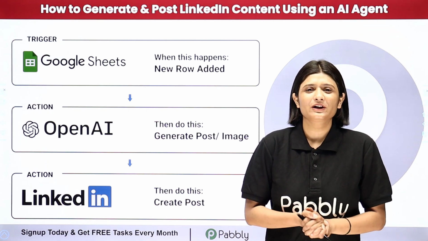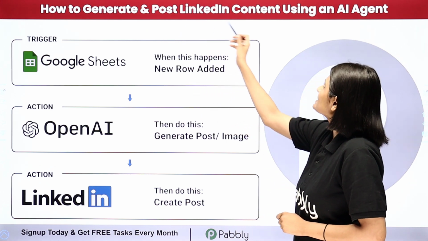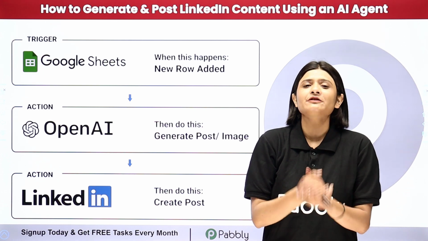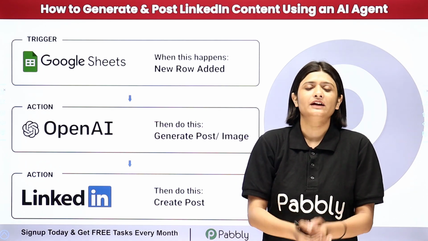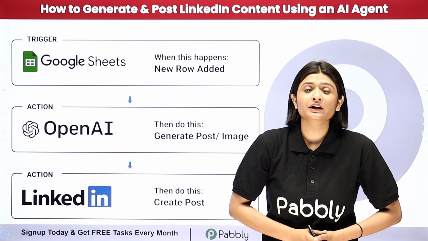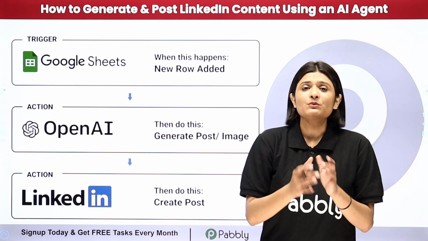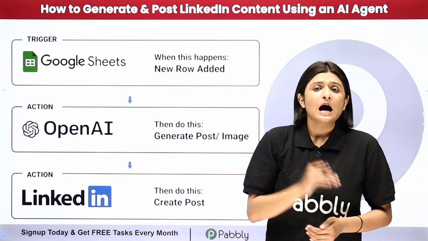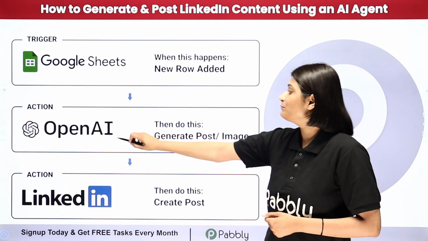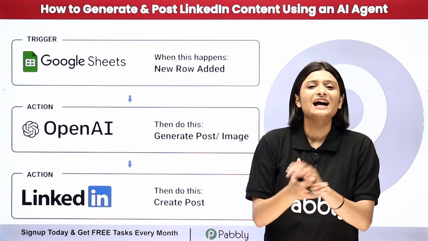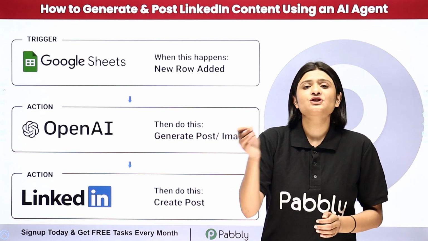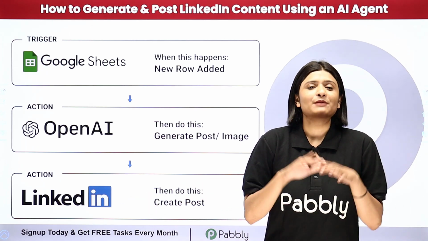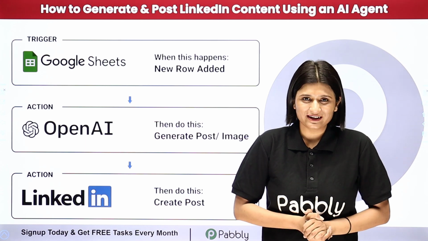In this video, we are going to learn how to generate and post LinkedIn content using an AI agent. So let's suppose I'm running a consulting firm and I want to increase my online presence, and for that I regularly want to post on LinkedIn. Now I want that whenever I add a new idea of my content in my Google Sheets spreadsheet, a post should be automatically generated with the help of OpenAI. Here I'm going to use my AI agent as OpenAI, and then this post should be automatically posted on my LinkedIn. Doing this manually will be a very time consuming task, so I'm completely going to automate this process.